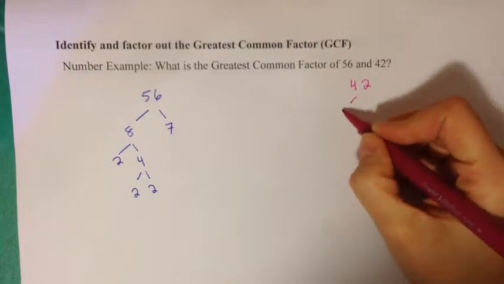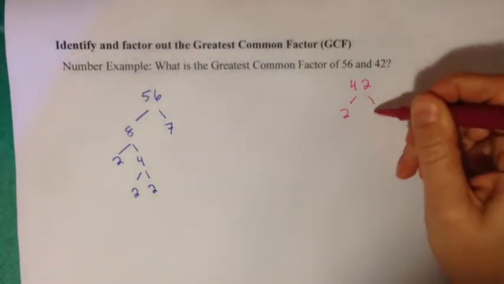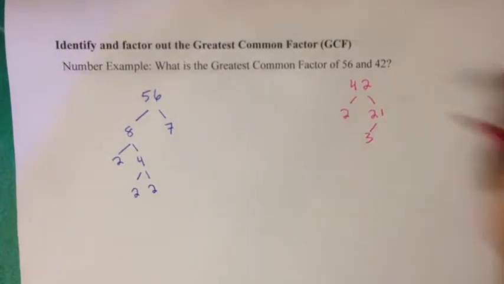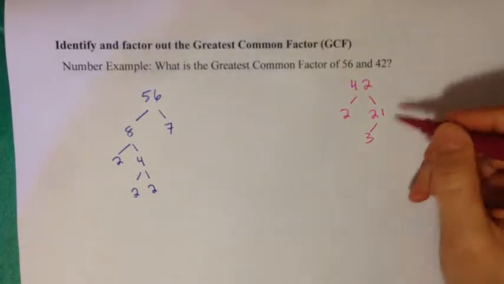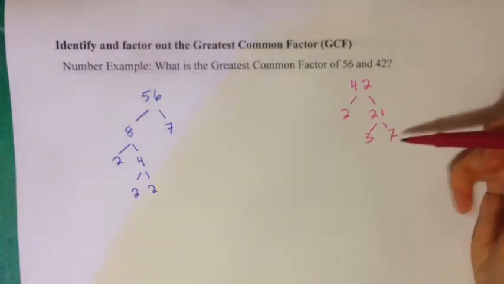I notice that 2 can go into 42. And that gives me 21. 21 is divisible by 3, which gives me a 7. So the factors of 42 are 2, 3, and 7.